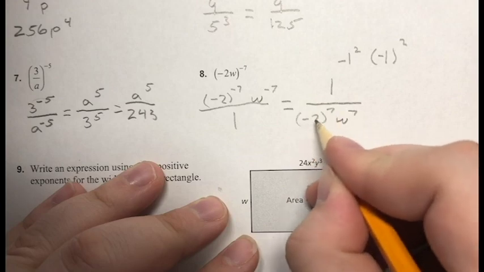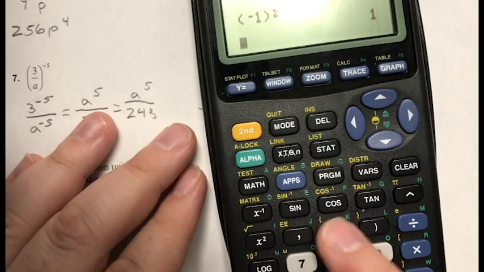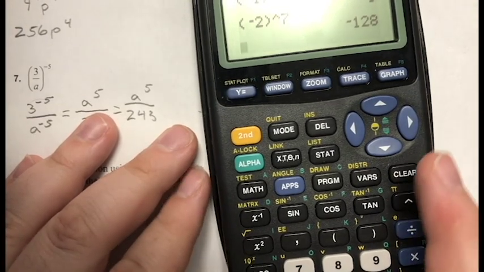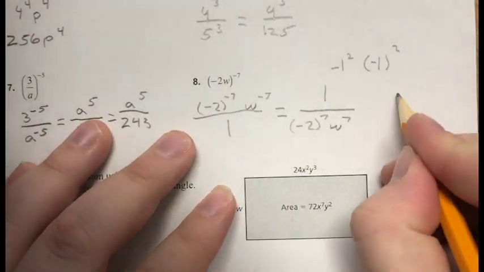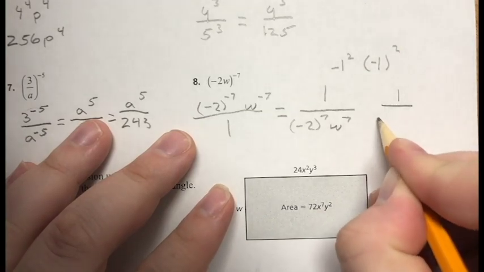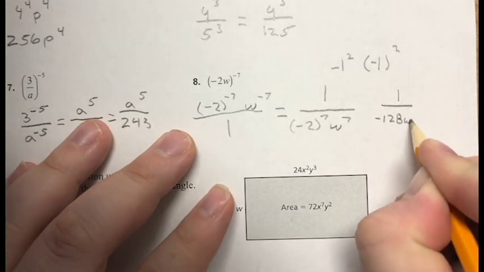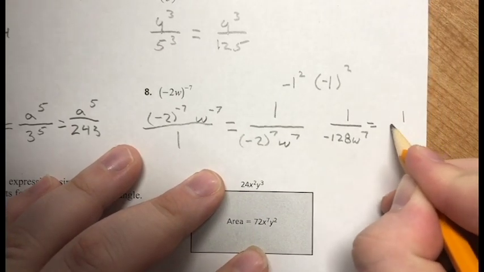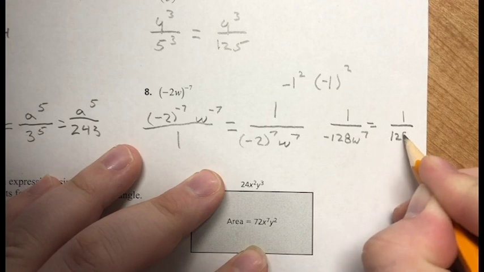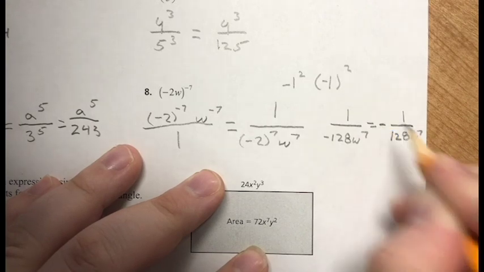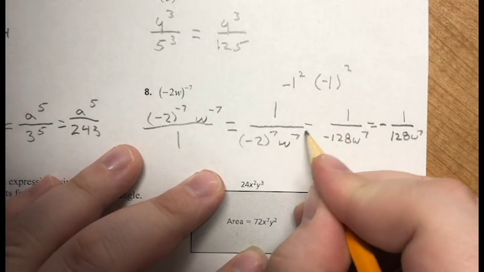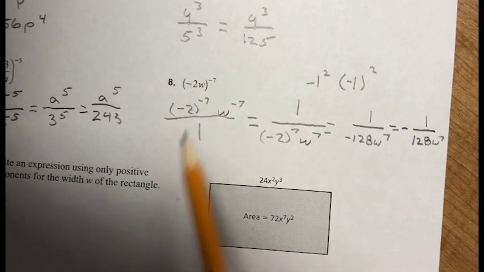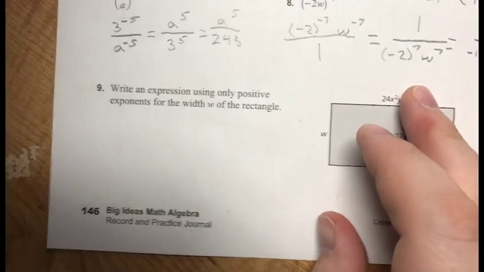Now let's find out what negative 2 to the 7th power is. Negative 2 to the 7th power gives me negative 128. So this would be 1 over negative 128 w to the 7th, or if we want to simplify it one last time, we could say 1 over 128 w to the 7th and have the negative on the outside. These are the same things. So this one was really complicated because you have to watch this little parentheses. Now, let's do another one.